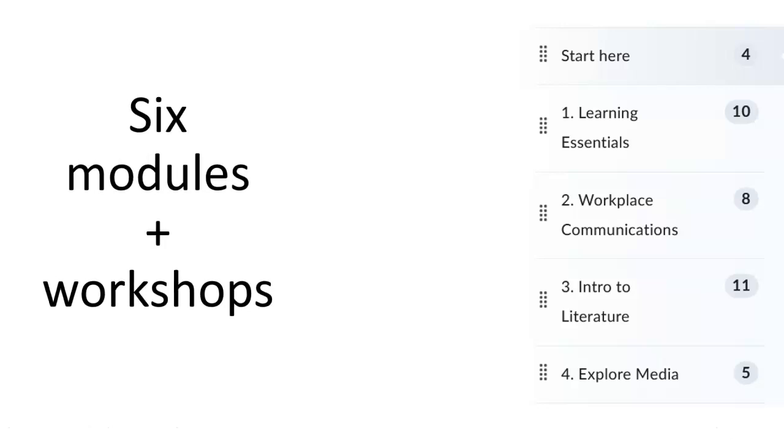In either grad or academic comm, both, there are 6 modules plus some workshops. So in addition to that start here block, you have learning essentials, and this number by the name, that refers to the number of files in the unit. So don't worry about that number. It's not your mark. It's just the number of files associated with the unit.